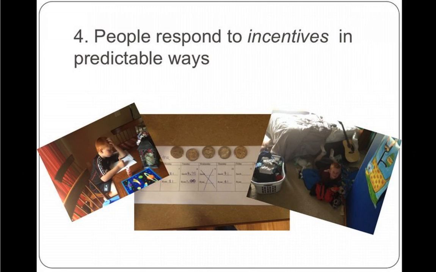Number 4 is a very important one. People respond to incentives in predictable ways. So we can kind of predict human behavior. I am a bad person. I use this on my kids all the time. I'm a big fan of psychology, and I'm a big fan of economics. So behavioral economics to me is pretty cool. So we can get people to do things that we want.